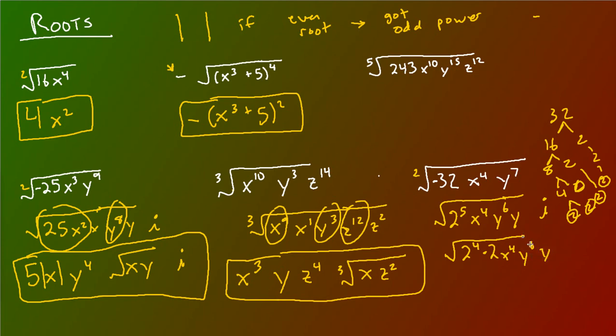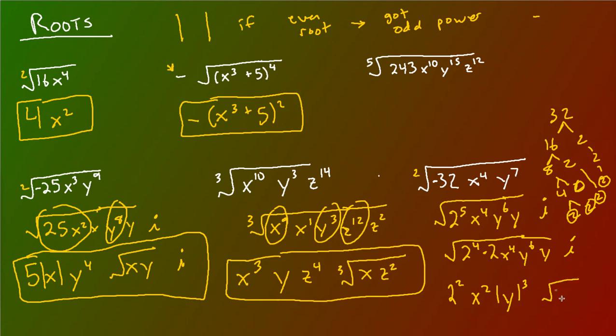Okay, and I do have my i. Don't drop that. All right, so the square root of 2 to the 4th is 2 squared. Square root of x to the 4th is x squared. Square root of y to the 6th is y cubed. That needs to be an absolute value.